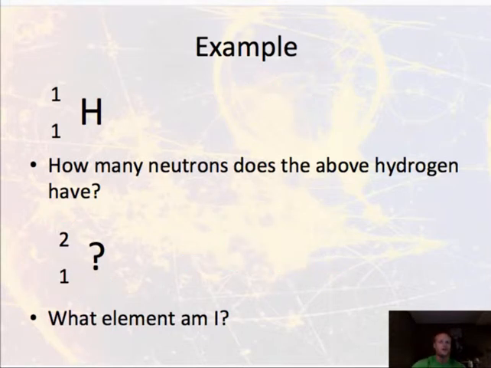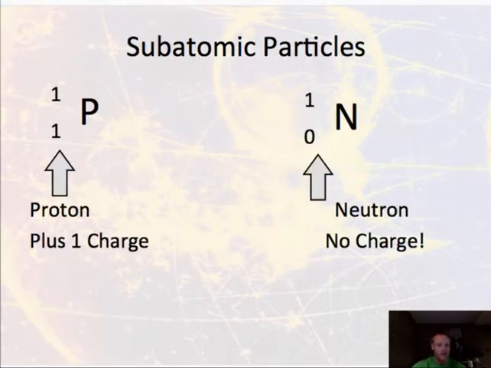Well, we've been discussing subatomic particles. Those are protons, neutrons, and electrons. If we were to use this kind of numbering scheme for a proton or a neutron or an electron, what would that look like? A proton would have a plus 1 charge, which here it is right there, and it would have a mass of 1. So a proton would have a plus 1 charge and a mass of 1.